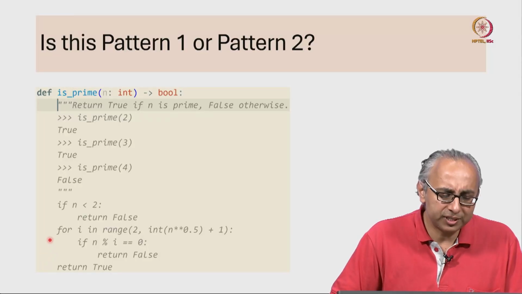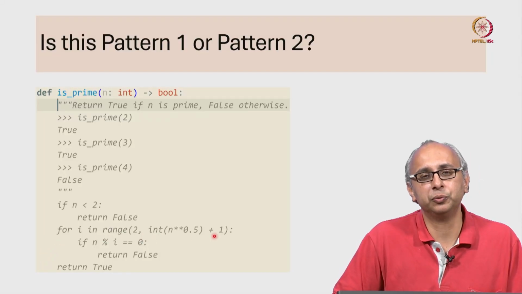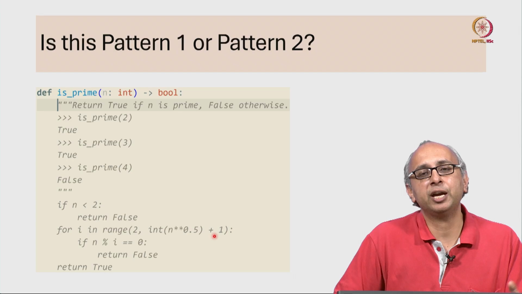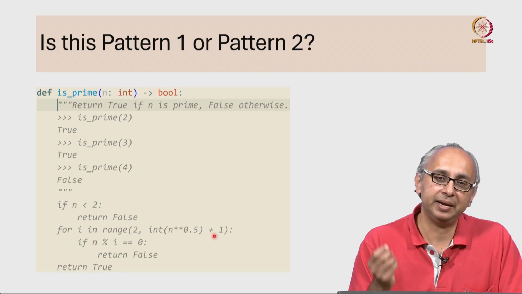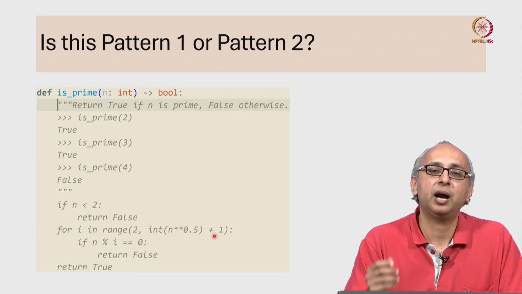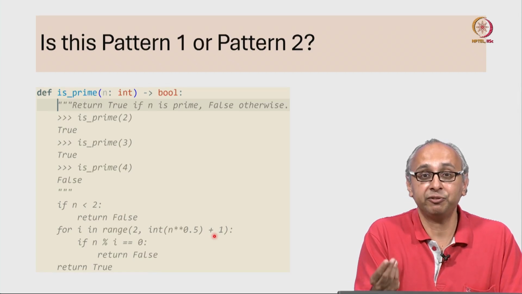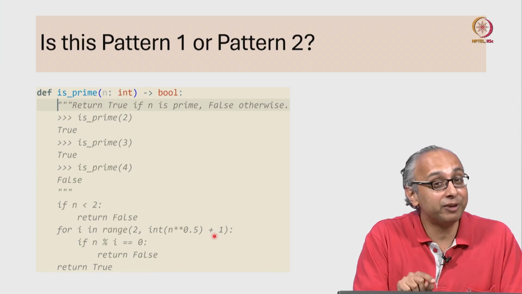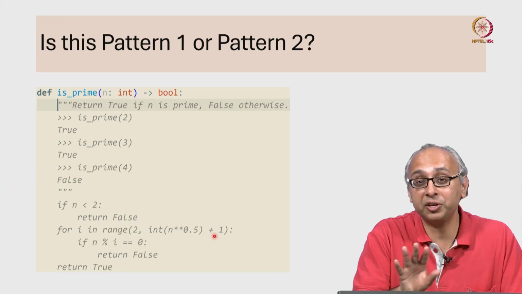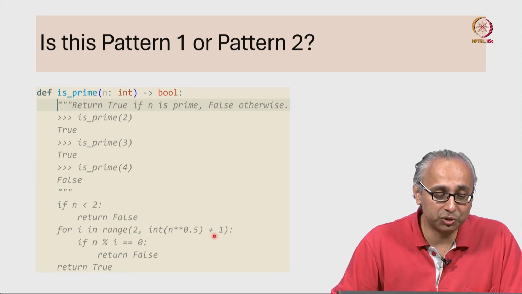Well, what is this code trying to do? The overall function is trying to check if the given number n is prime or not. How do we check if a number is prime? Well, the simplest way is to try and find a factor of n. If we can find a factor, then it's not a prime. That is what this code is trying to do.